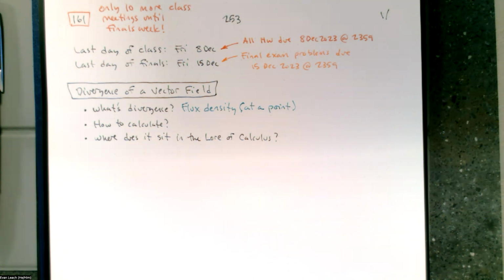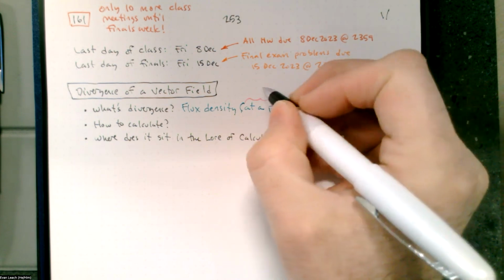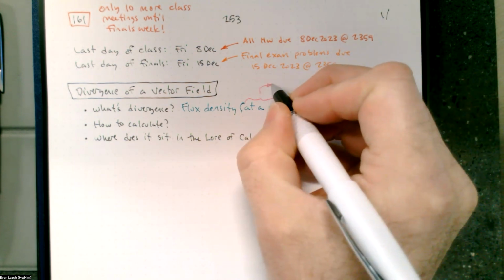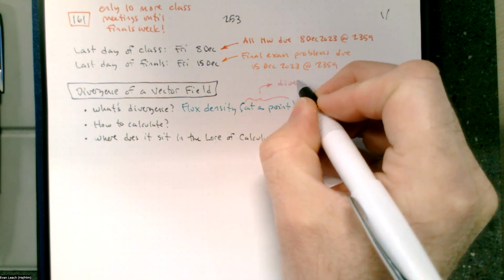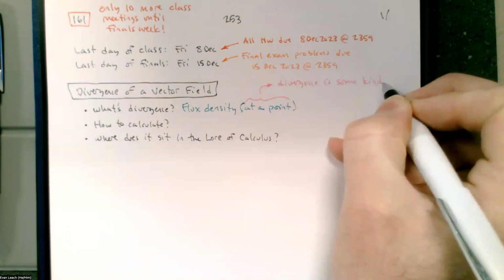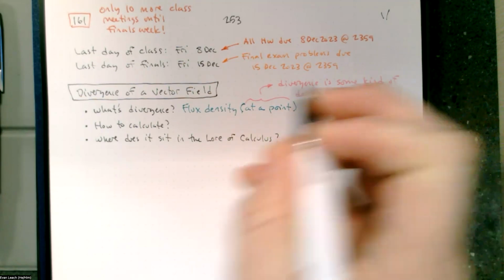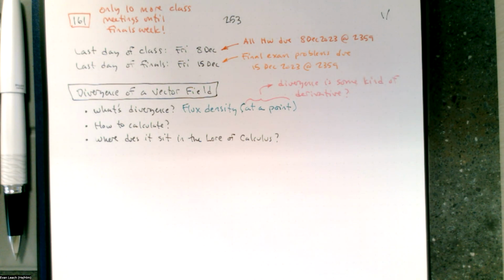Divergence is a local thing. It happens at a point. It's something that we're thinking about happening at a point. So in that regard, it sits in the derivative category. So at a point is strong evidence. That's pretty strong evidence that we're thinking of divergence as some kind of derivative. It sits in the derivative category.